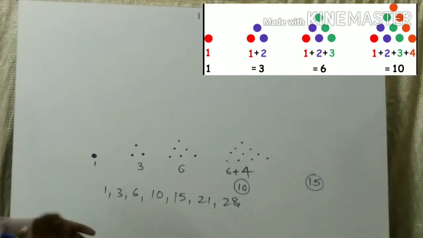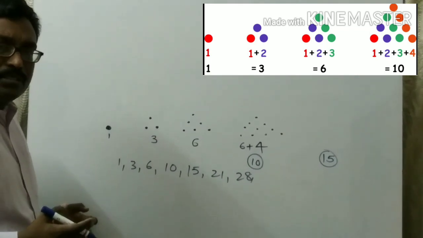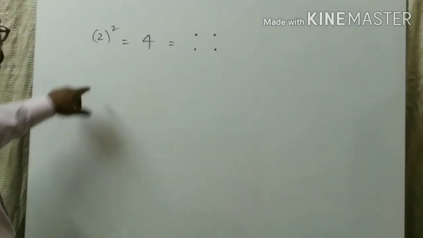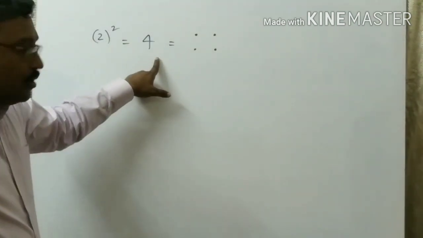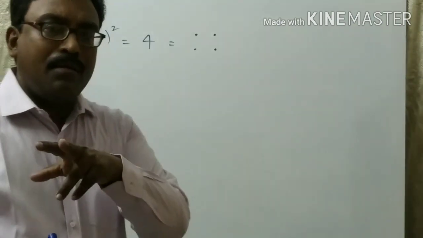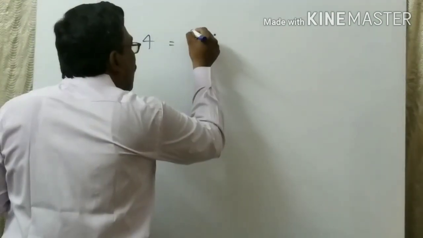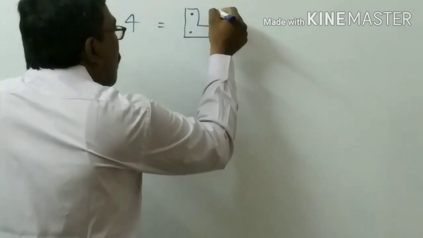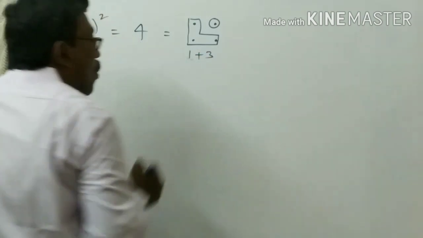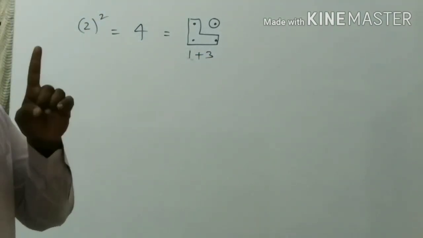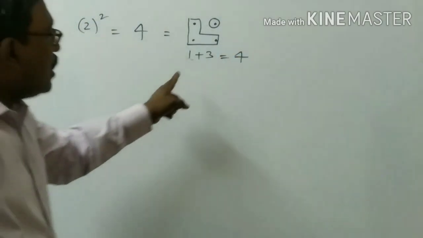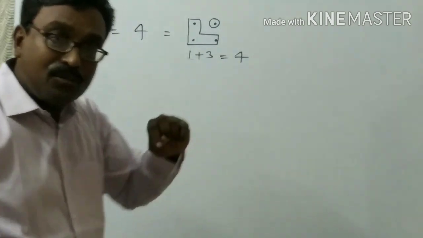What is the relation between triangular numbers and square numbers? Take 2 square. 2 square is how much? 4, so I place 4 dots. Here you see, this is 3 plus 1. 1 is your first triangular number, 3 is your second triangular number. If you add, how much is coming? 4. So the sum of these two triangular numbers is a perfect square.